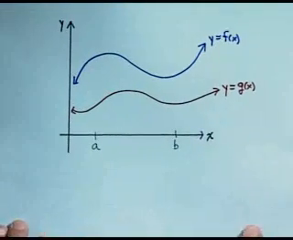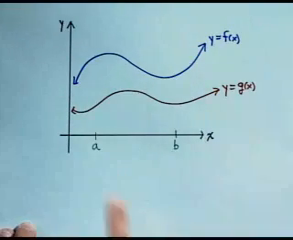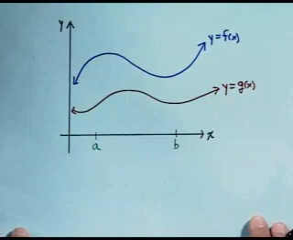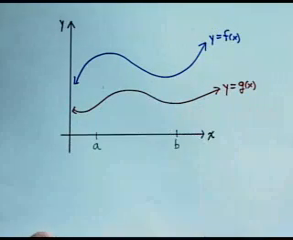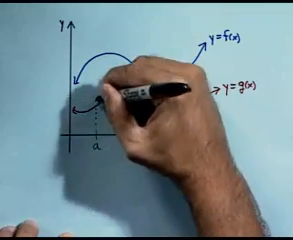So suppose I have another function, y equals g of x. Now notice, y equals f of x is greater than y equals g of x on the interval from a to b. Now our goal throughout this module is to compute the area bounded between the two functions. Now you can probably figure out how we are going to do this.